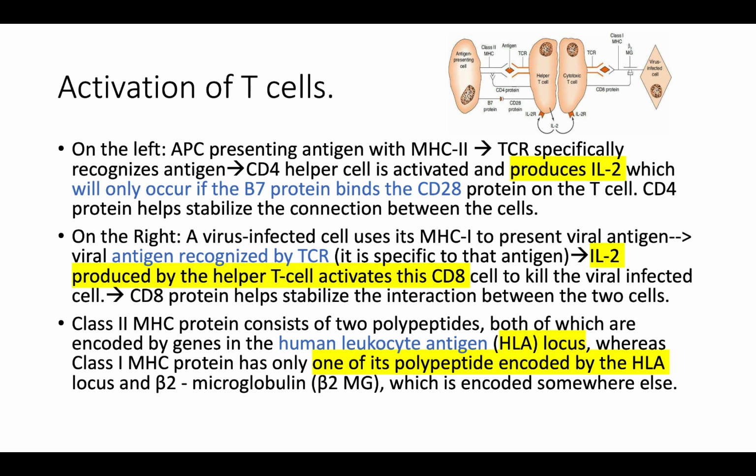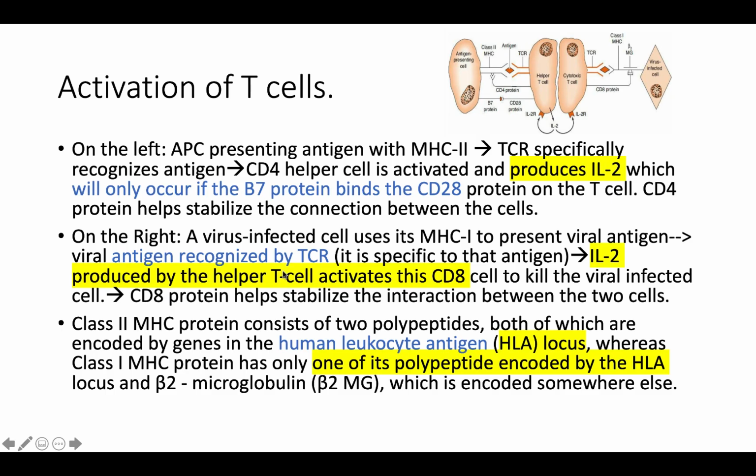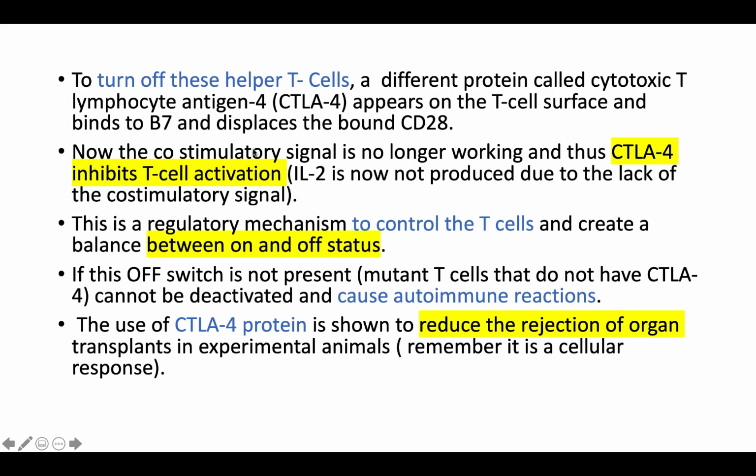Class 2 MHC proteins consist of 2 polypeptides, both of which are encoded by genes in the HLA locus. And class 1 MHC protein has only one of its polypeptides encoded by the HLA locus, and a beta 2 microglobulin which is encoded somewhere else. So this is the HLA locus in one of the molecules of the MHC1 complex.